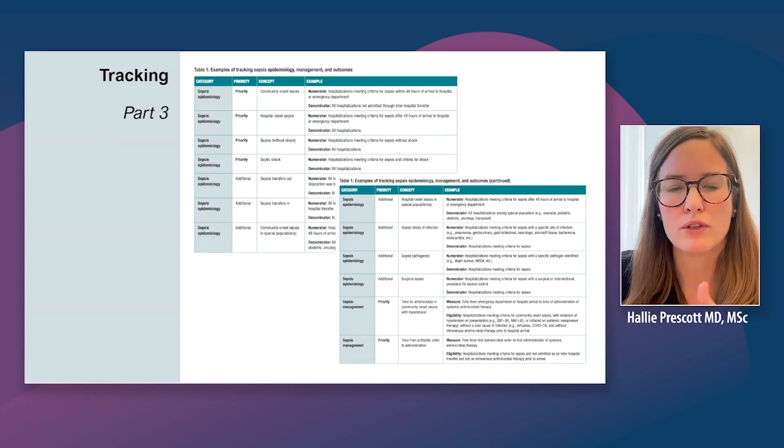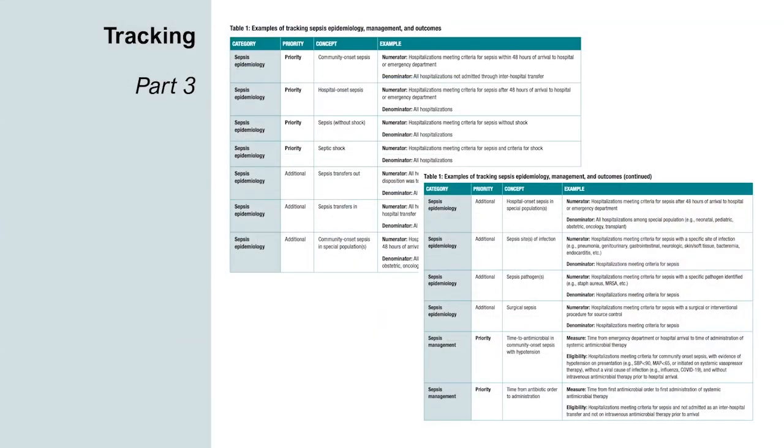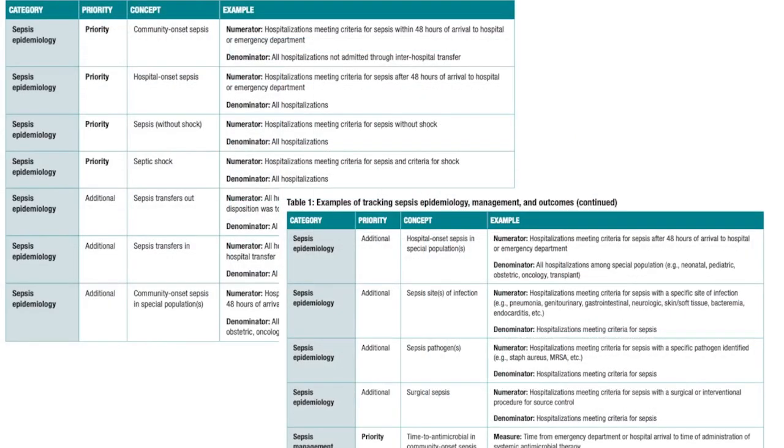Next slide. So for tracking, in the core elements guidance, we provide this table that shows examples of different tracking metrics for epidemiology, management, and outcomes. And I've just shown the first portion of this table, but it goes on for several pages. And again, this is not meant to be that every single hospital needs to measure every single one of these things, but rather we give a large number of examples so you can go through and select ones that you think are going to be most important for your hospital or your context, or to help facilitate the specific goals that your hospital sepsis program has set.